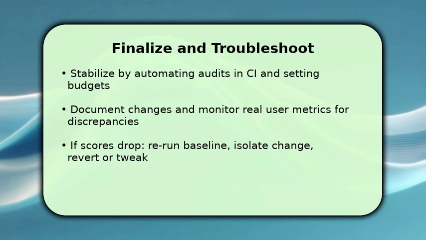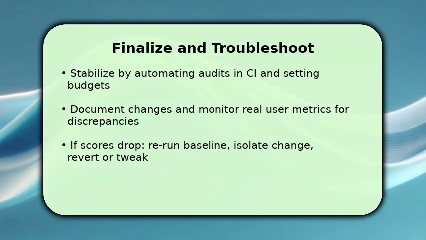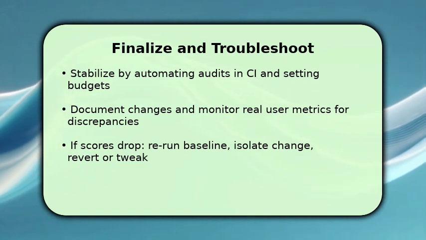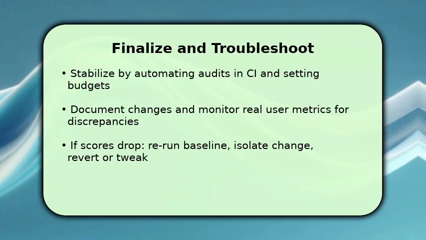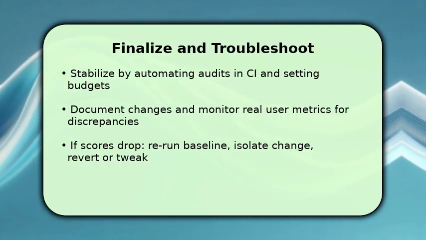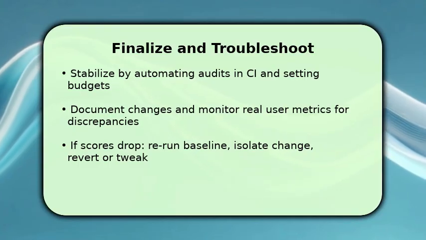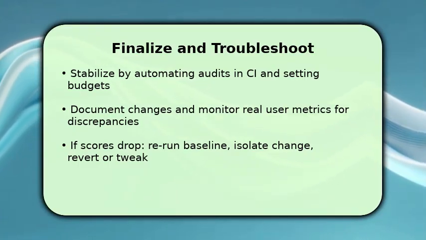You finish by stabilizing improvements. Add Lighthouse checks to CI and set performance budgets so regressions are prevented. Document every change and compare lab scores to real user metrics to catch differences caused by network or device variance.